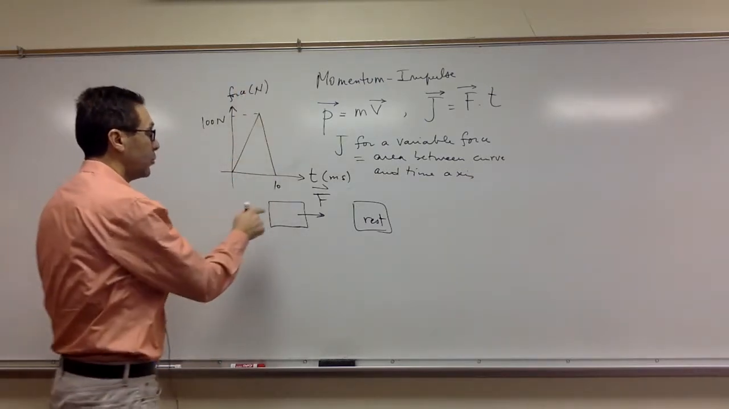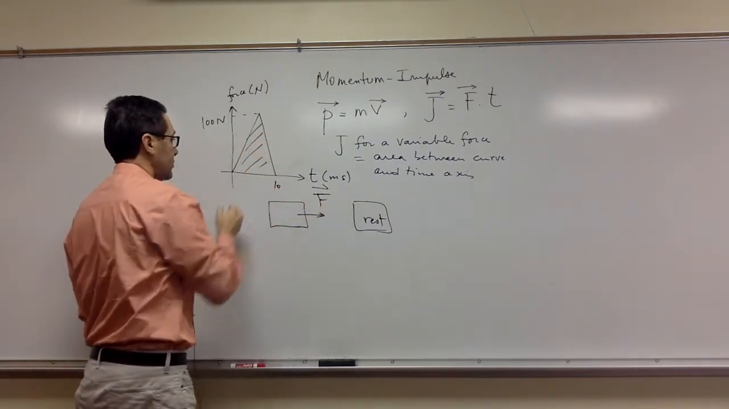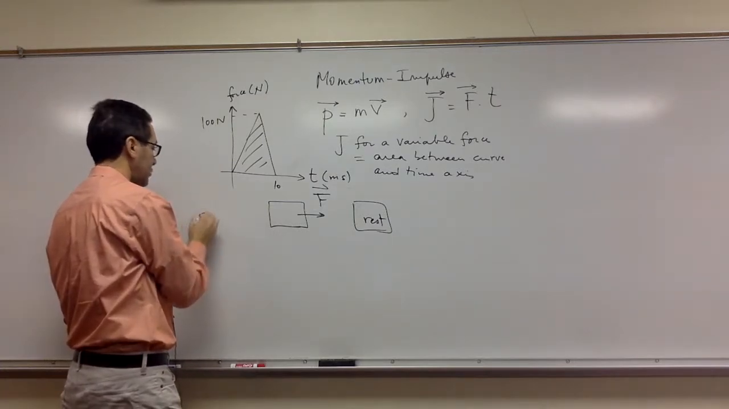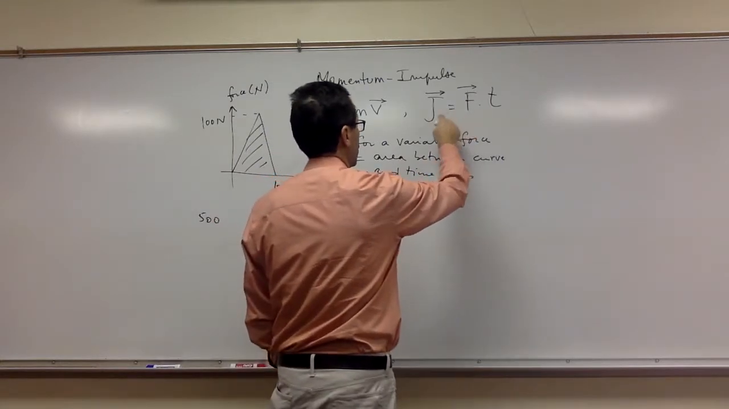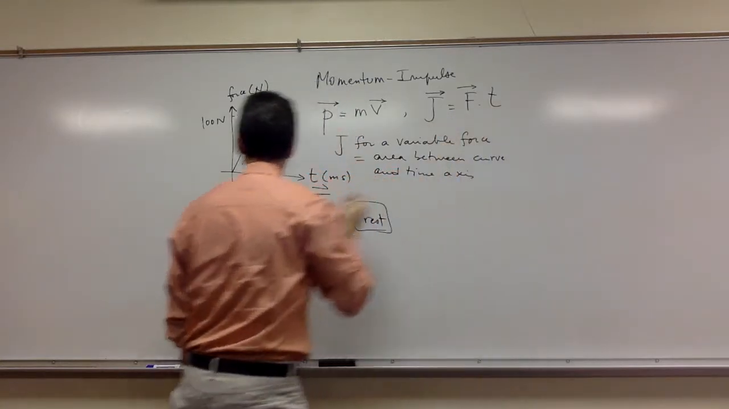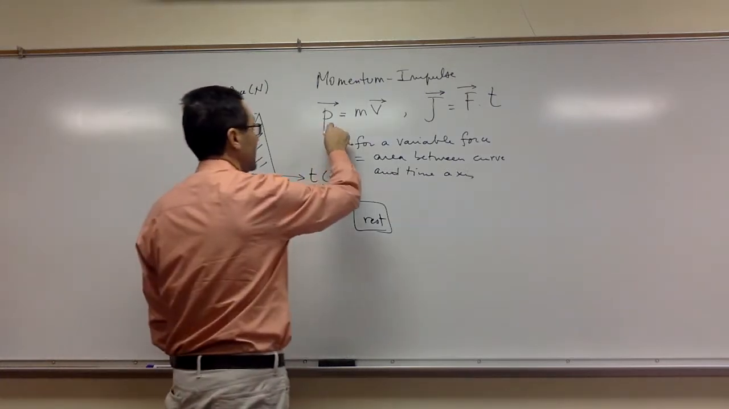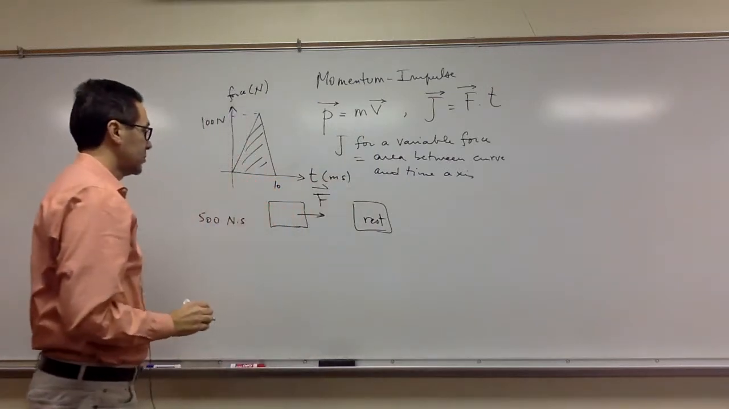Okay. The impulse delivered is going to be this area, which is 1/2 base times height. So that should be 500. Now, if you're looking at the units for impulse, it's force times time, so newtons times second. For momentum, it's mv, so kilograms times meters per second.